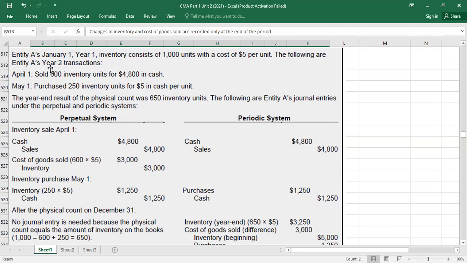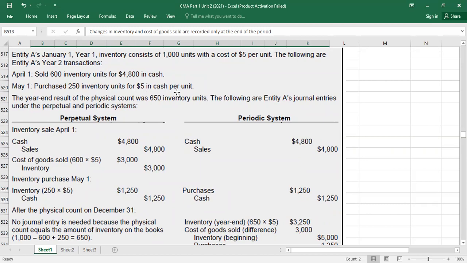The following are entity A's year 2 transactions. On April 1 we sold 600 inventory units for 4800 in cash. So it means you have sold 600 units, but you have opening units of 1000. You can see here the cursor. So it means you will sell these 600 units out of those 1000 units. On May 1 we purchased a further 250 inventory units for $5 in cash per unit.